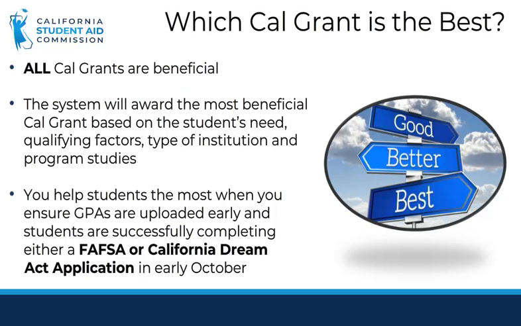While there are 3 different types of Cal Grant students can receive, it is important to note that students can only receive one type of grant at any given time. When students apply for Cal Grant, they are not applying specifically for just one Cal Grant, but they are being considered for all 3 types of Cal Grants, as well as the middle class scholarship.